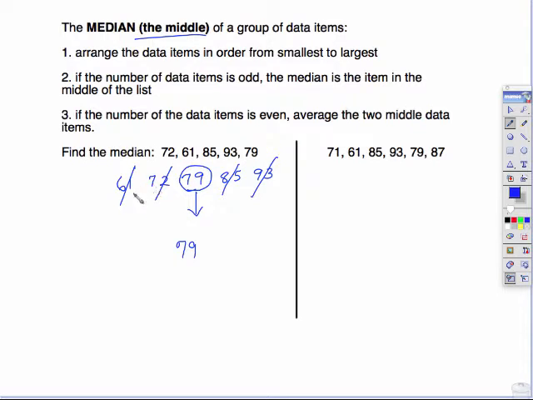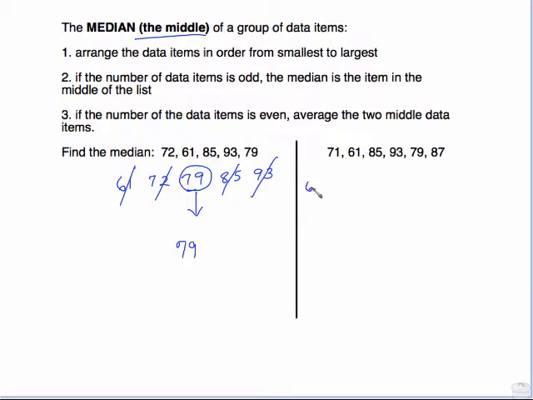Now the crossing off the front and the back works very well if there's an odd number of numbers. If there's an even number of numbers, we have to do something extra. We still have to put these in order from small to large: 61, 71, 79, 85, 87, 93. This has an even number of numbers. So what this says is, if the number of data items is even, average the two middle data numbers.